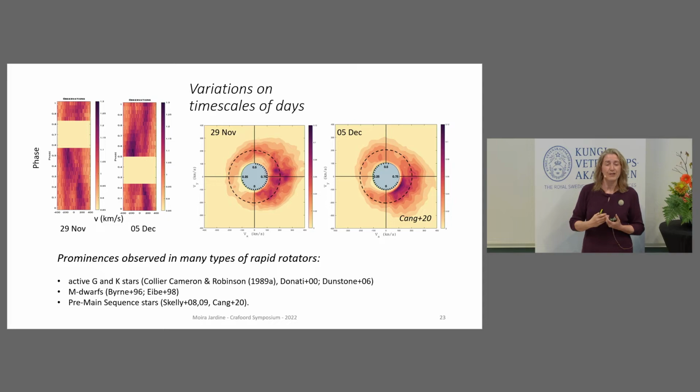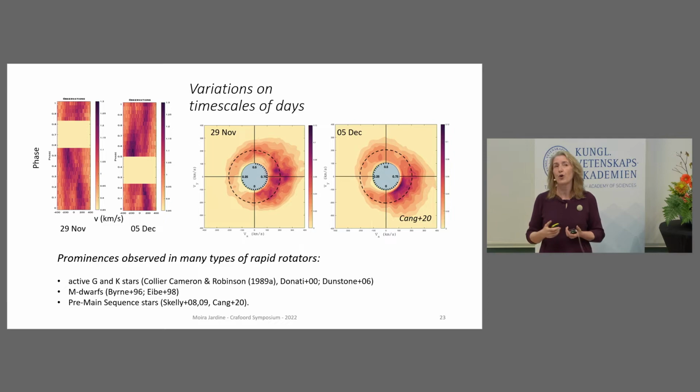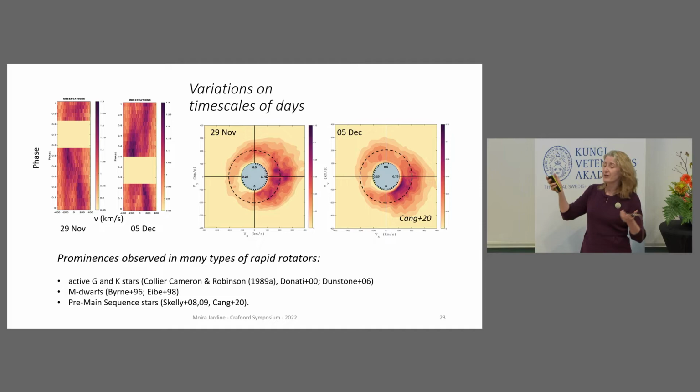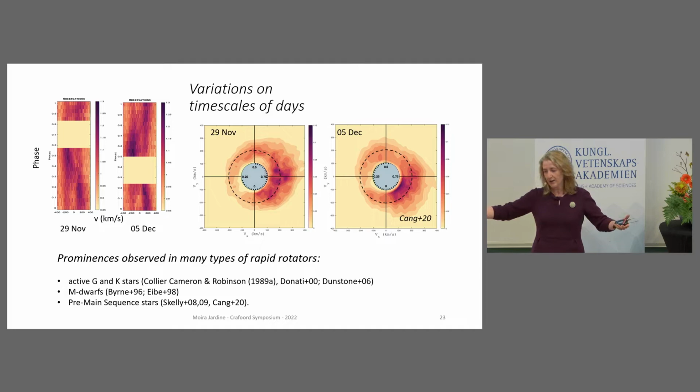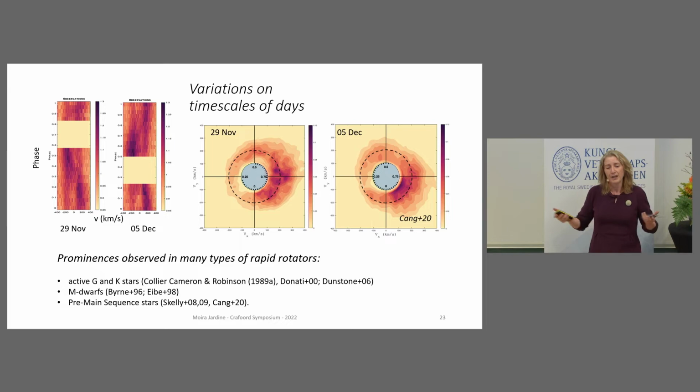You notice that they all cluster around this dashed line here in both epochs. And this is very common for observations of these features. They're typically found around this radius, which is called the corotation radius. It's the radius at which the inward pull of gravity is just balanced by the outward centrifugal force. So it's a very natural place for material to collect.